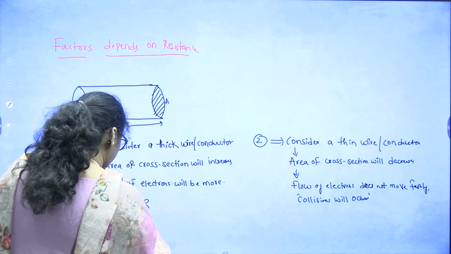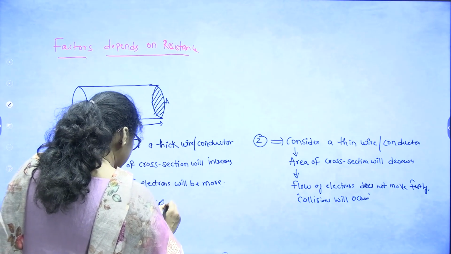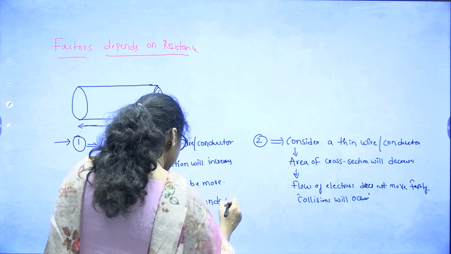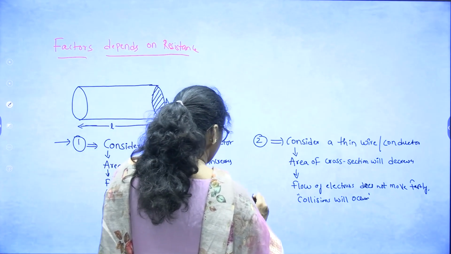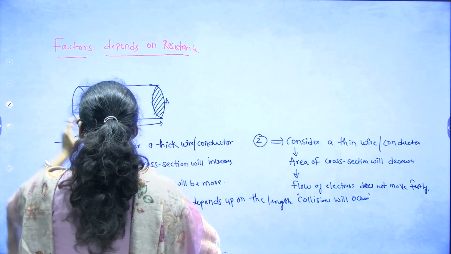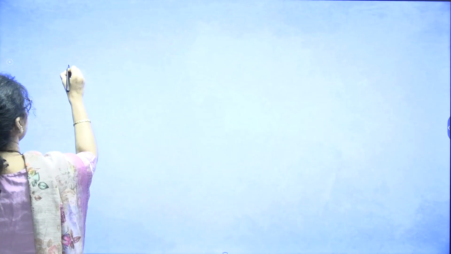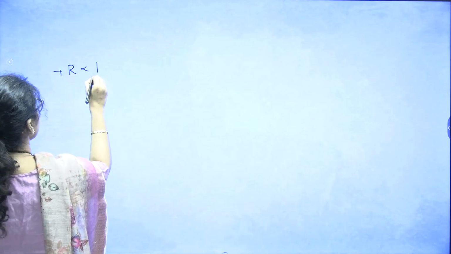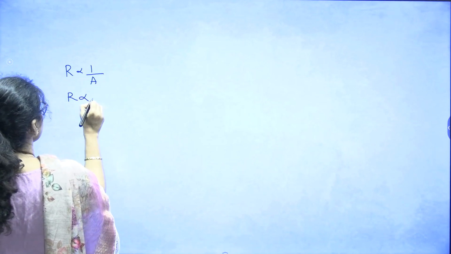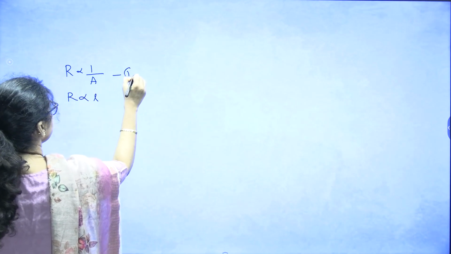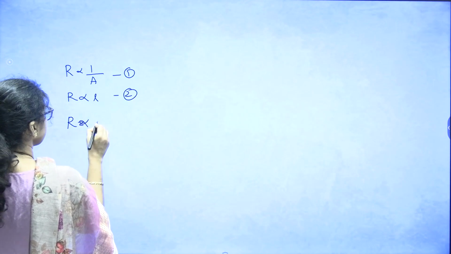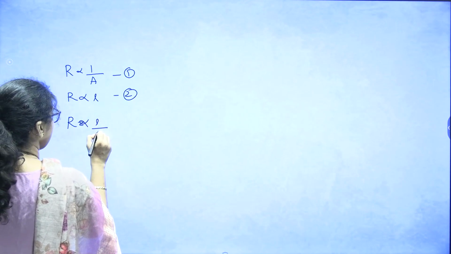So resistance, this is also an important point. Resistance depends upon the length. From this we can write R is inversely proportional to 1 by A, and R is directly proportional to L. We'll combine both the formulas. So I'll write R is directly proportional to L by A.